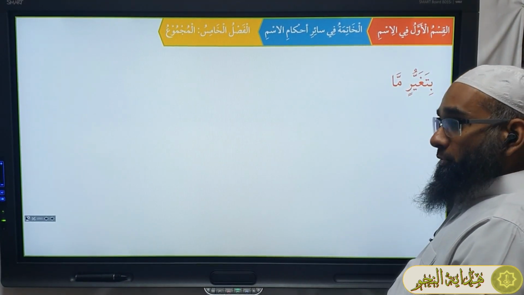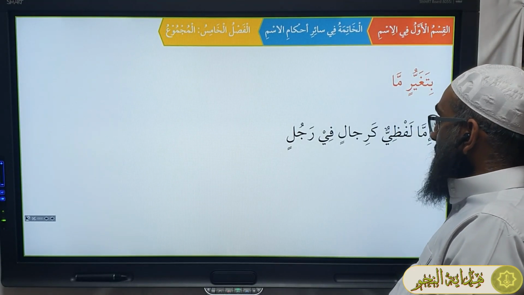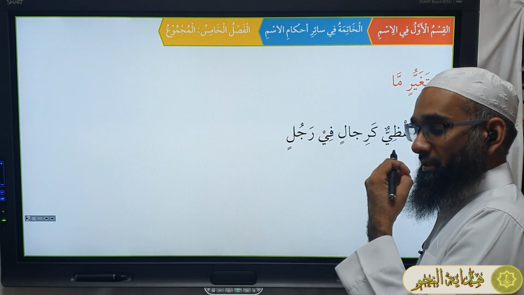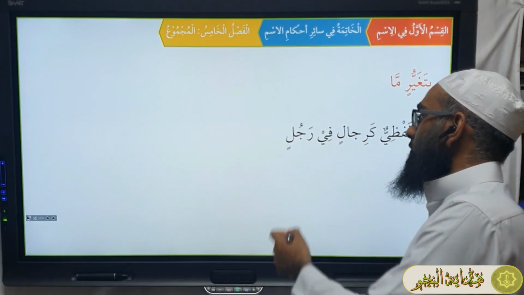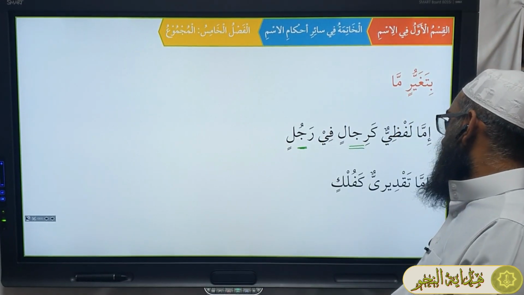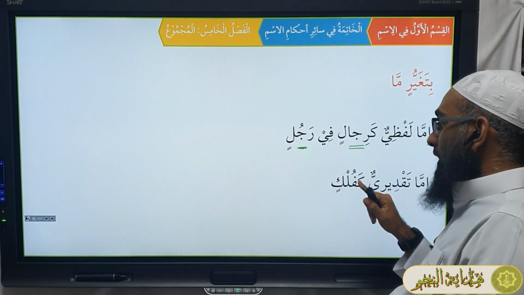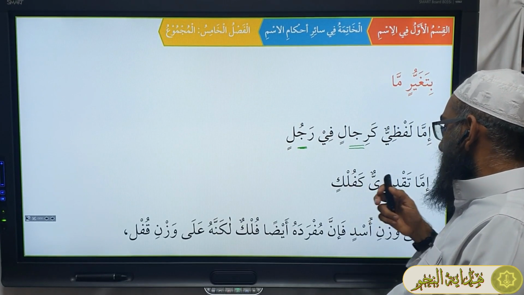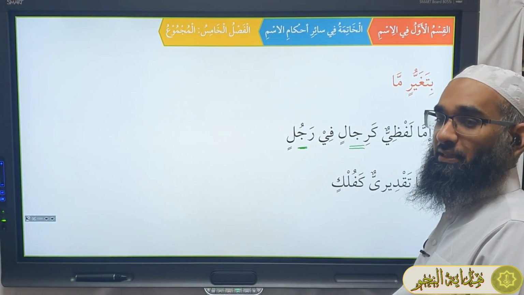بتغير ما. So when you say تغير ما, إما لفظي, either the change is in the text, you can see it. كرجال في رجل. So the plural of رجل becomes رجال. We can actually see the change. وإما تقديري كفلك. So fulk is singular and plural. And the change within fulk is تقديري.